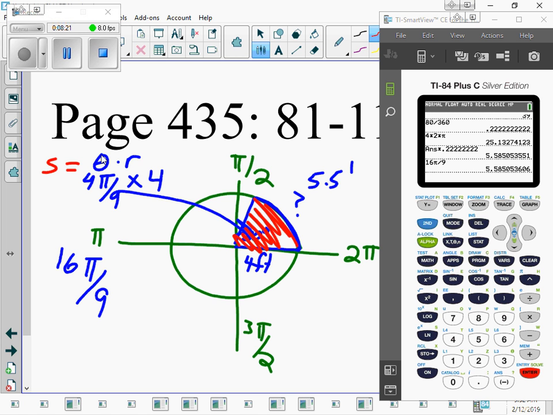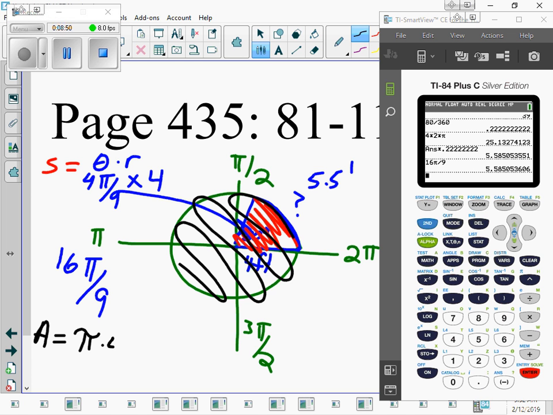Well, what's the area of the whole circle? So, what is the area of the entire circle? What's the area formula? Pi r squared. So the area is pi times 4 squared. Okay? How much of that area am I using? 22.2%. How can we figure that out in radians?